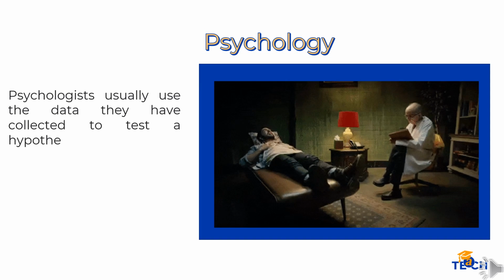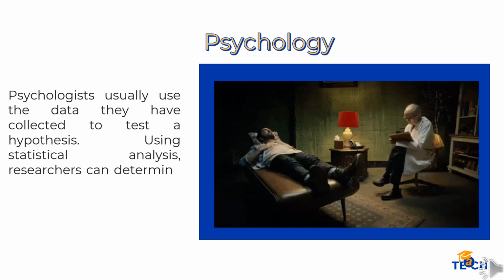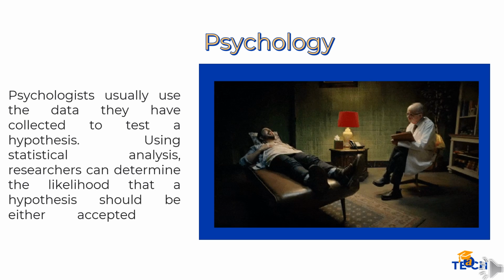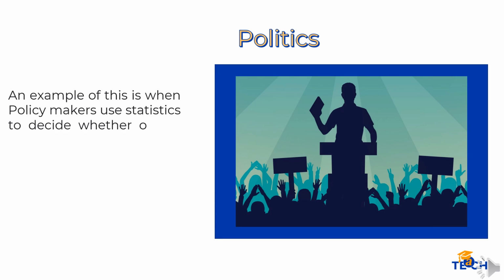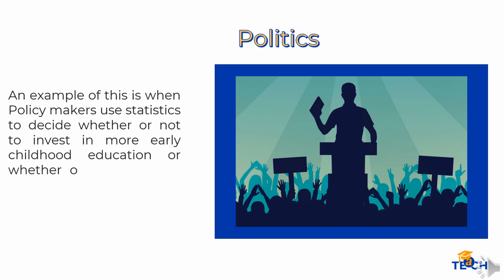Psychology. Psychologists usually use the data they have collected to test a hypothesis. Using statistical analysis, researchers can determine the likelihood that a hypothesis should be either accepted or rejected. Politics. An example of this is when policymakers use statistics to decide whether or not to invest in more early childhood education or whether or not to spend more on mental health services.